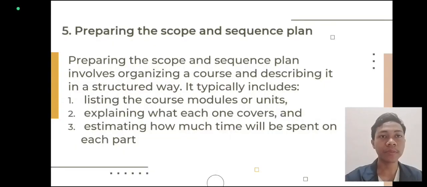And the last step is preparing the scope and sequence plan. Preparing the scope and sequence plan involves organizing a course and describing it in a structured way. It typically includes listing the course modules or units, explaining what each one covers, and estimating how much time will be spent on each part. For textbooks, it often provides a detailed breakdown of what's covered in each unit, matching it to the syllabus. This helps teachers and educators plan and deliver the course effectively.